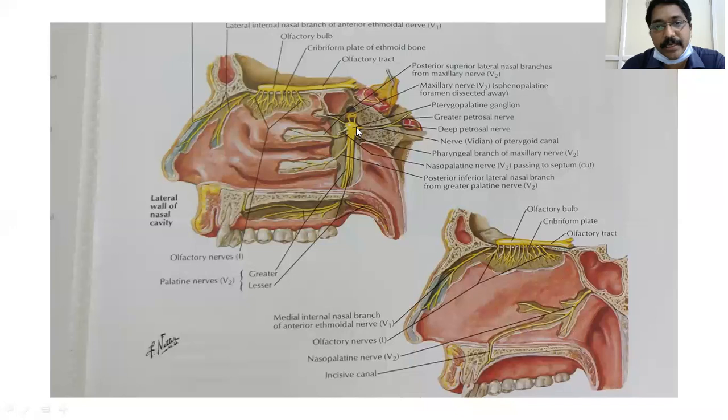This is the sphenopalatine ganglion I told you, no. This is the maxillary nerve with sphenopalatine branches. The posterior lateral nasal nerves are these, and these are the greater palatine and lesser palatine nerves. This is the greater palatine nerve, and this is the lesser palatine nerve. This greater palatine nerve comes anteriorly, and in the incisive canal it unites with the nasopalatine nerve of the medial part. See, it unites with the nasopalatine in the incisive canal.